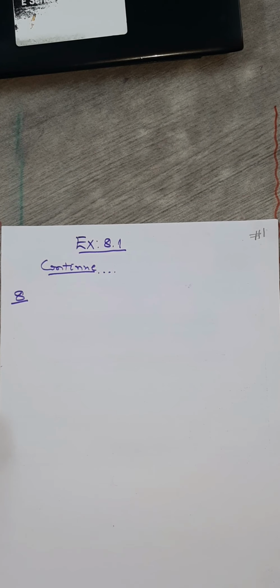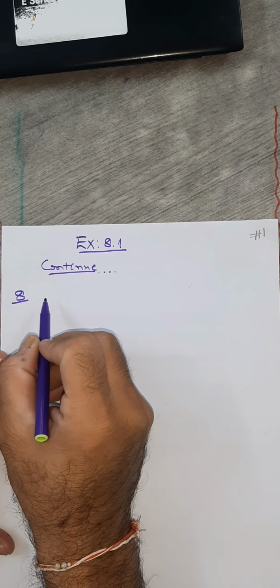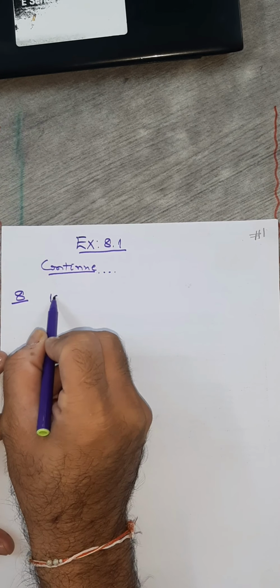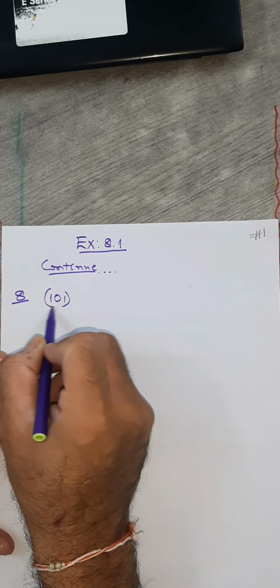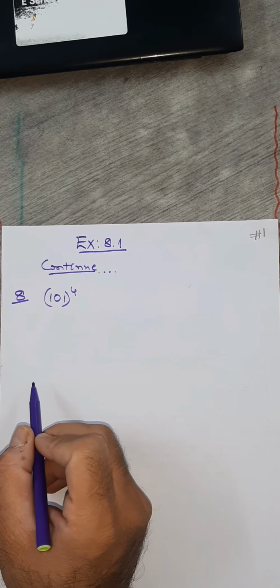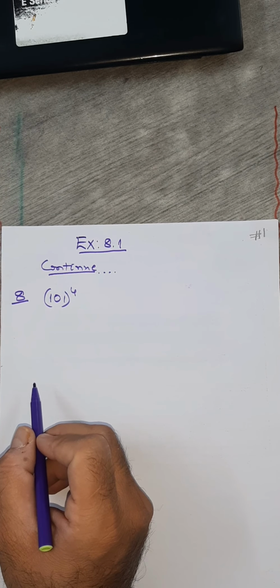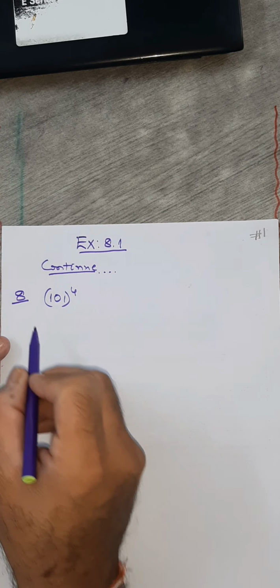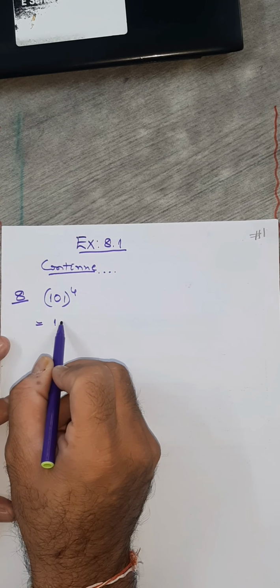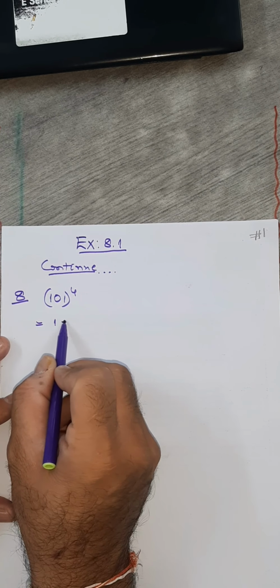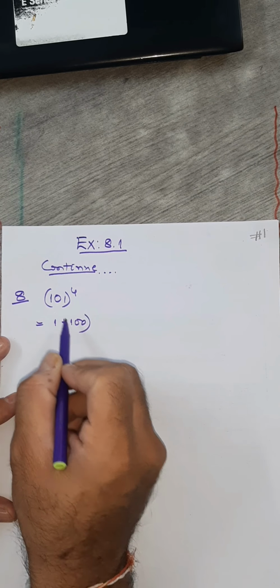So let's continue exercise 8.1. Let me do question number 8. There you want to get the value of 101 raised to 4 using what? Binomial theorem. So as we did earlier, how do we write this? This will be (1 + 100) raised to 4.